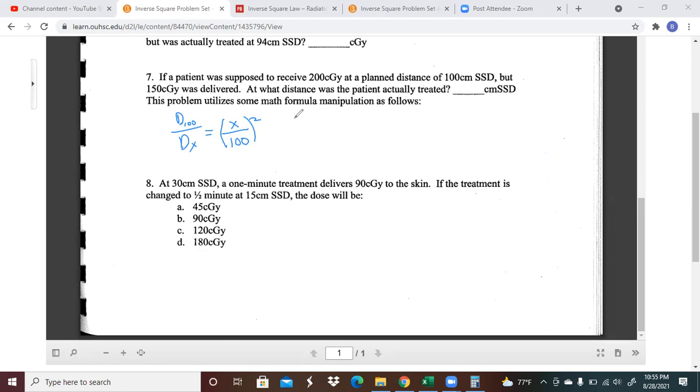What we do know is that at 100, the dose should have been 200. We also know here that 150 centigray is equal to x squared over 100 squared. Remember, that's going to be 100 cm. This is the same thing as saying x squared is equal to 200 centigray divided by 150 centigray multiplied by 100 squared. So let's try to figure out what that is.